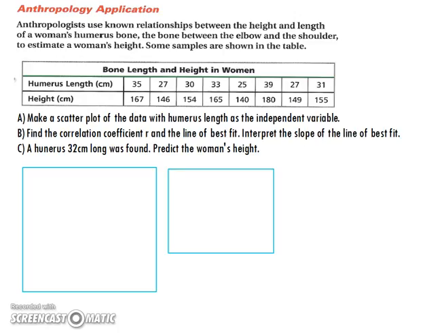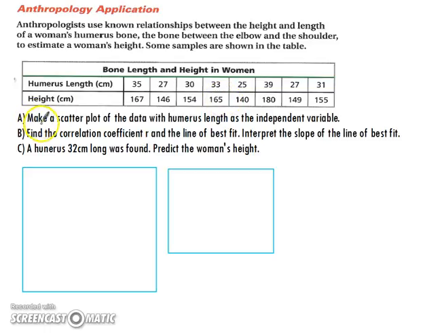So now that it's on, we can utilize our calculators to help us solve an anthropology application. Anthropologists use relationships between the height and length of a woman's humerus bone, the bone between the elbow and the shoulder, to estimate a woman's height. Some samples are shown in the table. So, humerus length. So that's our 35, 27, 30, and so on. And our height is 167, 146, and continues on.